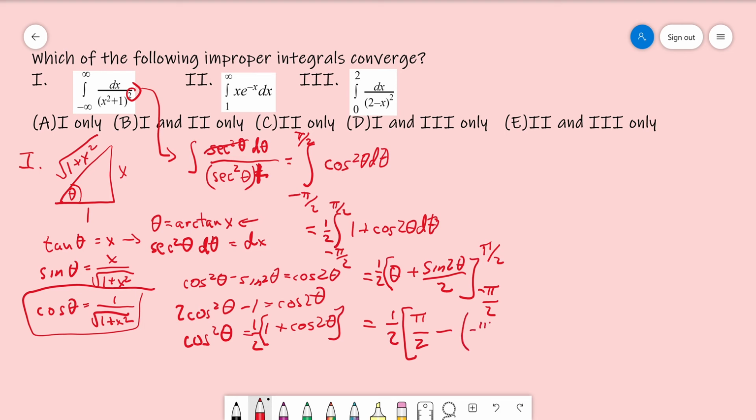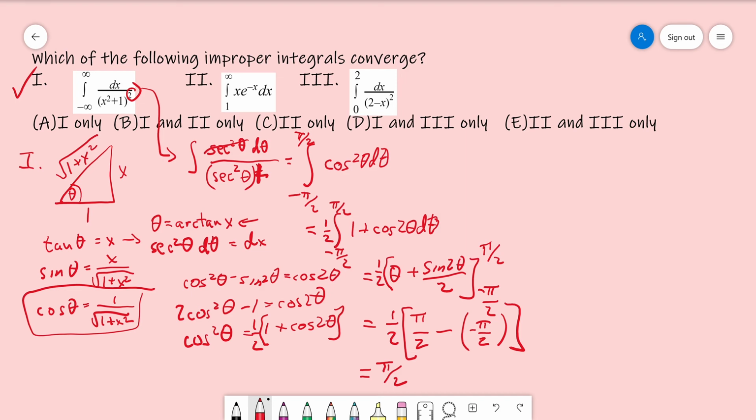I'll write that here. Plus sine of 2 times negative pi over 2. That's going to be sine of negative pi, which is also 0. So that's going to drop out. So we get pi over 2 minus negative pi over 2, times 1/2. That's going to be 2 pi over 2, or pi, and then times 1/2. So this is all going to end up being pi over 2. So 1 definitely converges. So that's good.